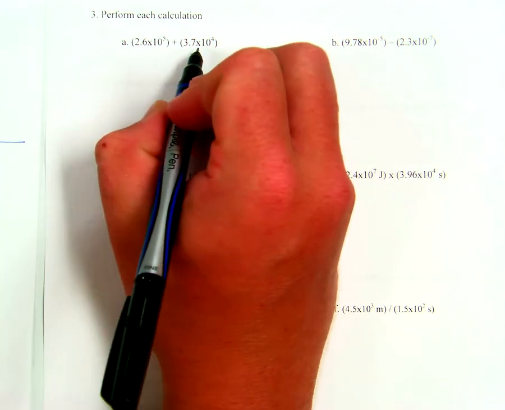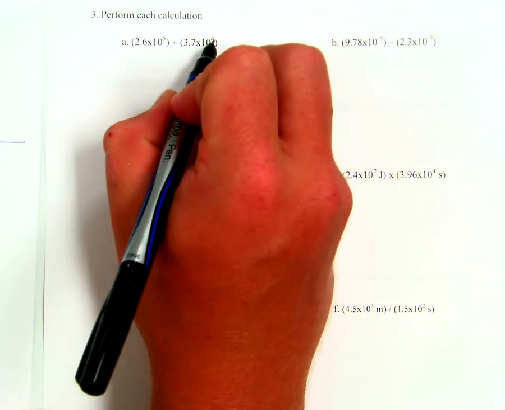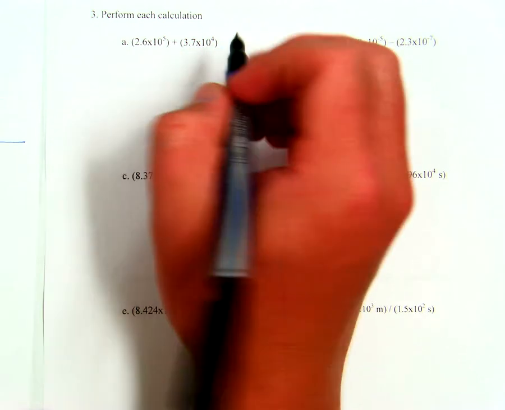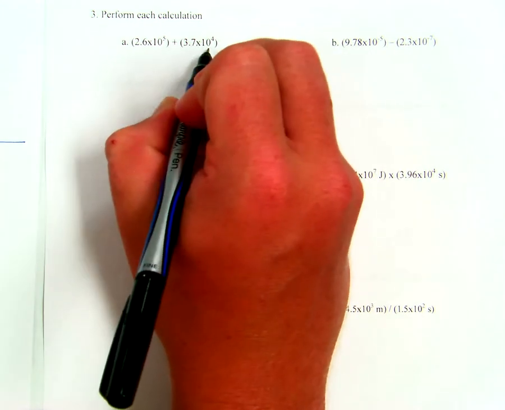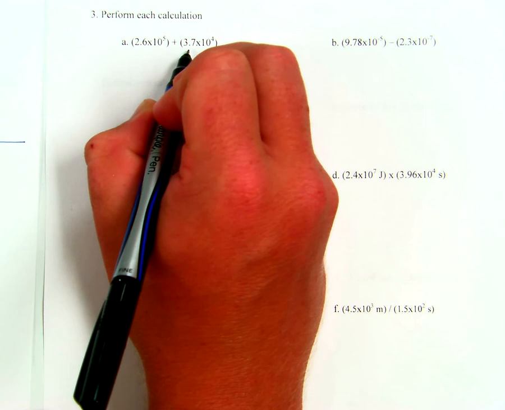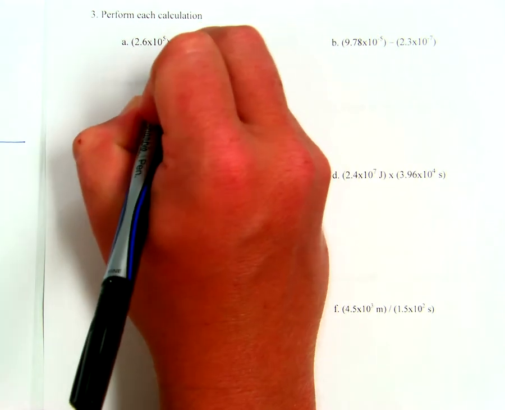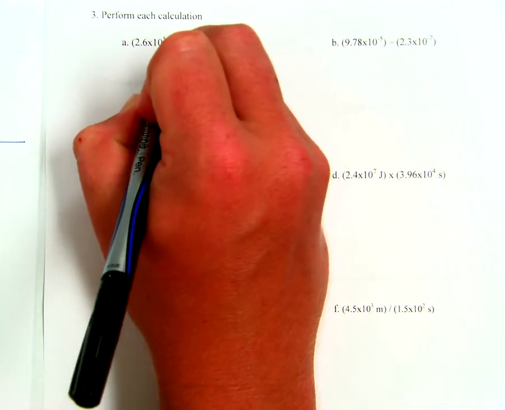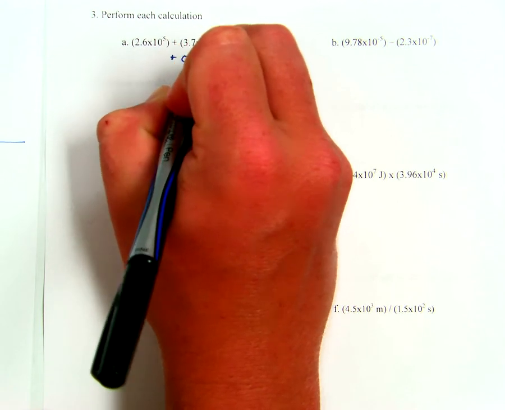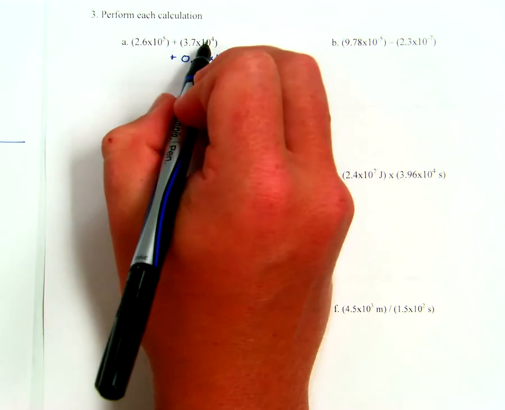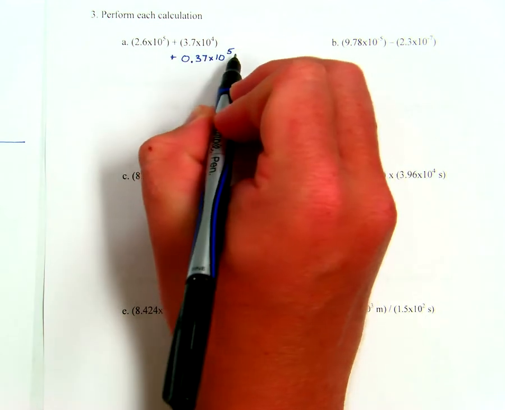Well, in order to do that, I need to move the decimal. If my exponent is going to get bigger, then my number out front has to get smaller. So my decimal has to go left. So I'm going to move it left 1 place, and the number on the right here would be 0.37 times 10 to the 5th. So I just moved the decimal left 1 place, and my exponent got 1 bigger. Okay, so that's the first step. Second step.